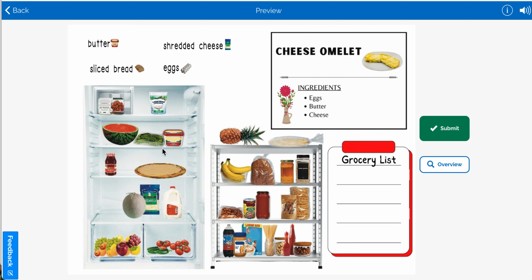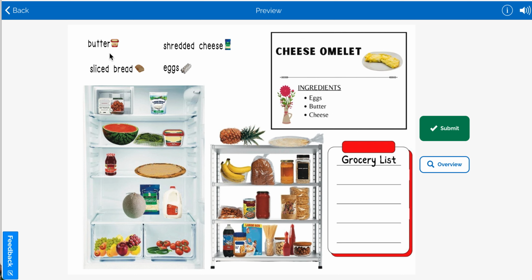And I don't see eggs. Let's keep going though. Butter. Oh, here's butter and cheese. Found the cheese, so we are only missing eggs. And in this product, only one ingredient will be missing per slide.